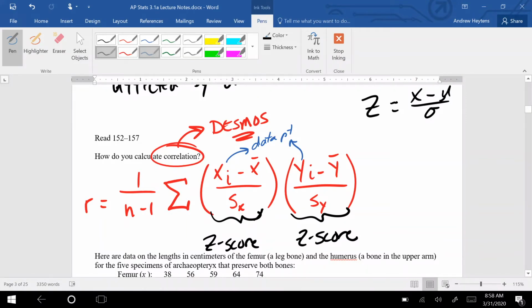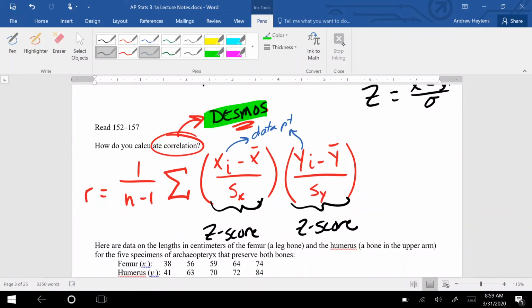Now the reason why you have two of them is because you have an x and a y point in a scatter plot. So if you think of the scatter plot I made in Desmos yesterday, you have an x coordinate and you have a y coordinate. So if you find the two z-scores, multiply them together, add them all up, that is basically how you calculate the R value. Now again, the nice thing is you don't have to worry about this because I will show you how to do this in Desmos with our next example.